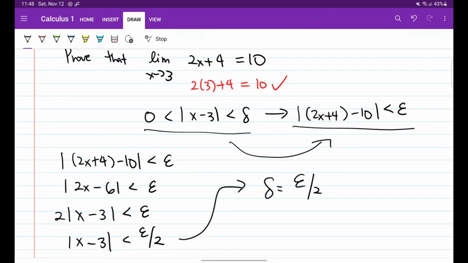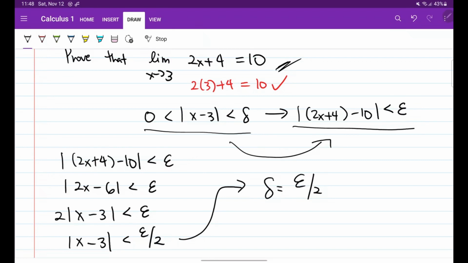So since we have seen that given an epsilon, we can find a delta, it's true that for any epsilon, there is a delta such that absolute value of f of x minus L, so in this case 2x plus 4 minus 10, is less than epsilon when we have 0 less than absolute value of x minus 3 less than delta. Okay, so we now have proven that the limit as x approaches 3 of 2x plus 4 is equal to 10. Okay, so that is now proven.